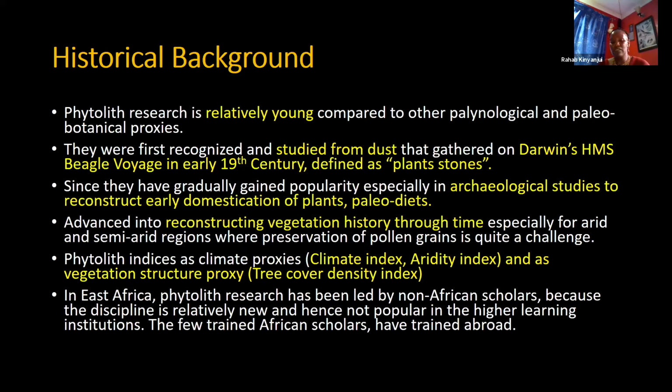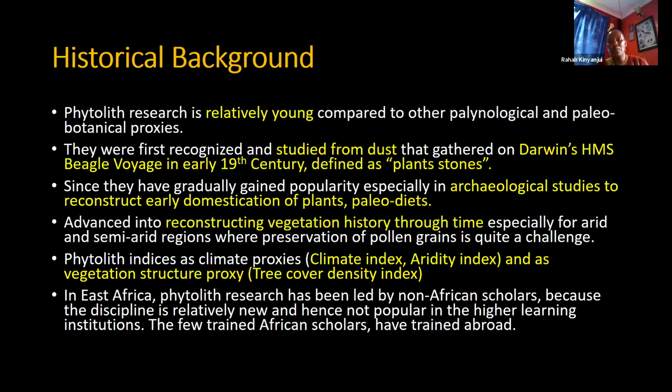And when you look at the phytoliths, they are quite well preserved and quite informative. Then recently, in 2008, phytolith researchers developed phytolith indices that are climate proxies, for instance the climate index and the aridity index. These are helping us to understand the kind of climate the assemblage is representing.